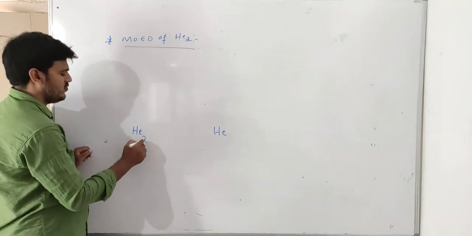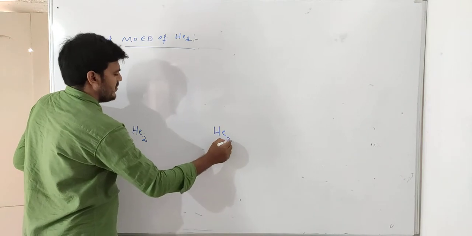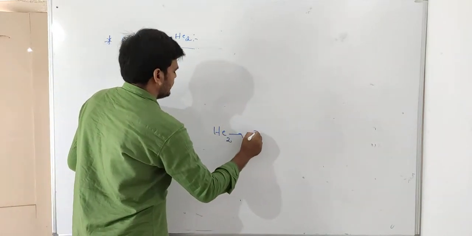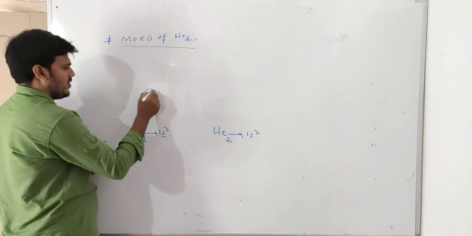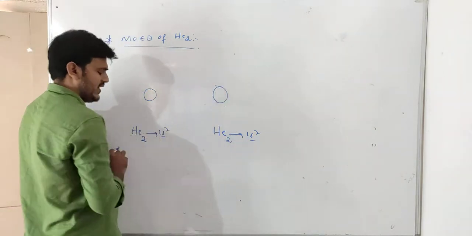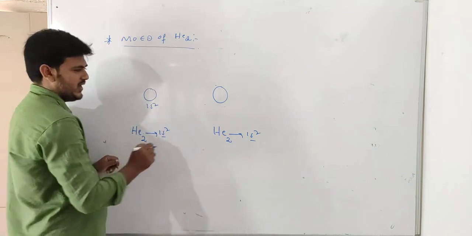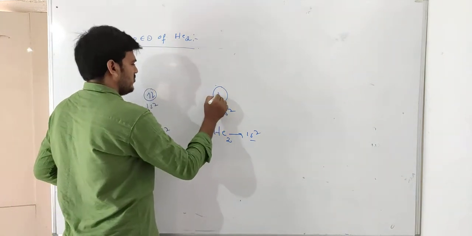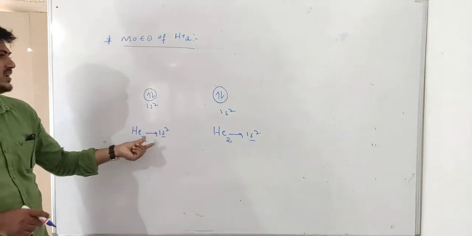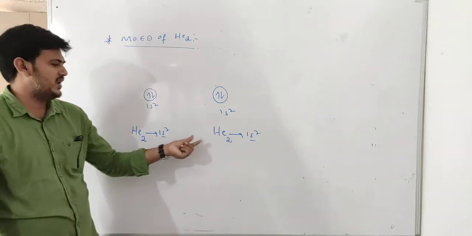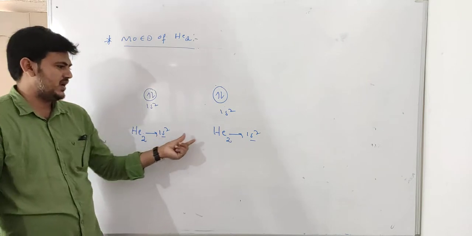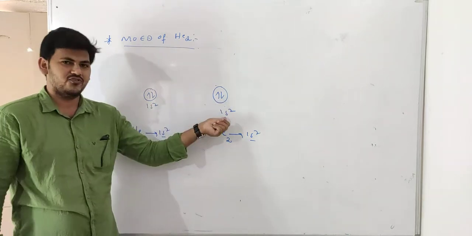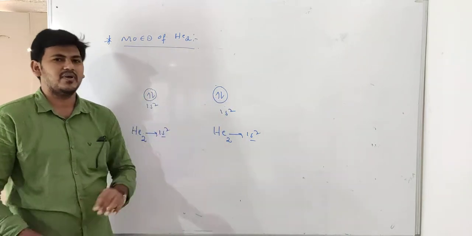Generally, helium has atomic number 2, same helium atomic number 2. So the electron configuration is 1s2, clear. So only one s orbital, with 2 electrons, 1s2. These are atomic orbitals.